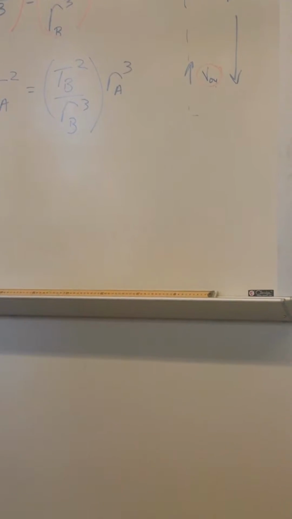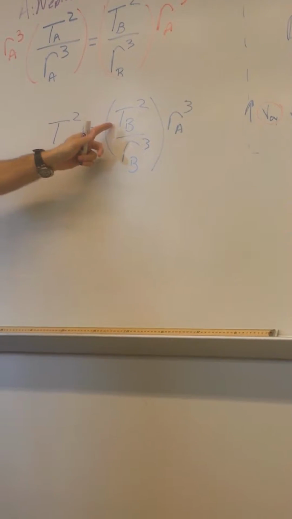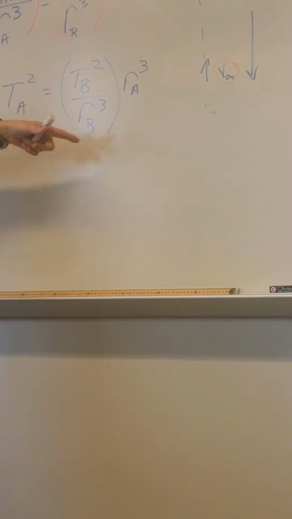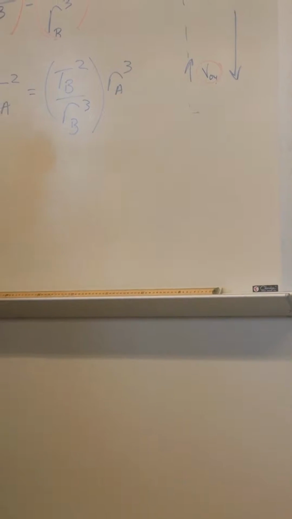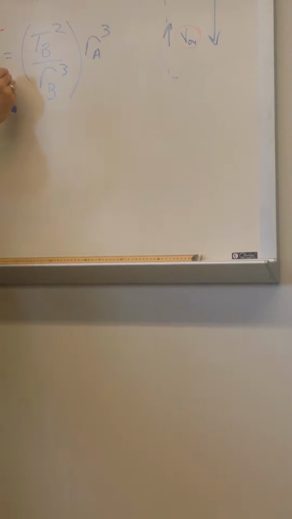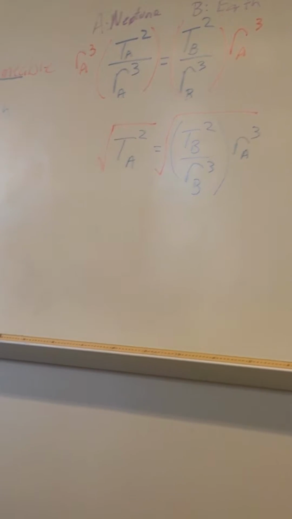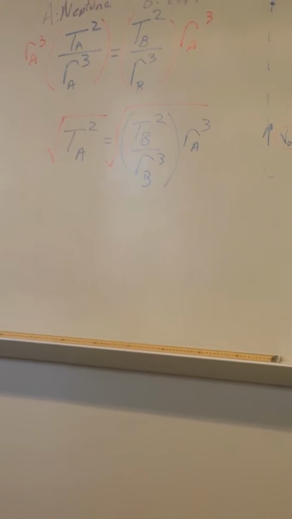What's nice about this is the period of the Earth is 1 year. The radius of the Earth is 1 astronomical unit. So this is 1 over 1. Yeah, it's very handy, right? I need to take the square root of that. An astronomical unit is defined as the distance between the center of the Earth and the center of the Sun.